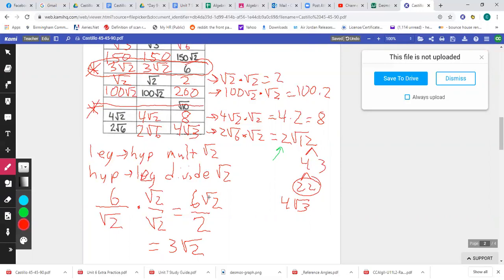Do you always divide by radical 2? If you're going backwards, yes. For 45, 45, 90, Rodney, yes. Okay.